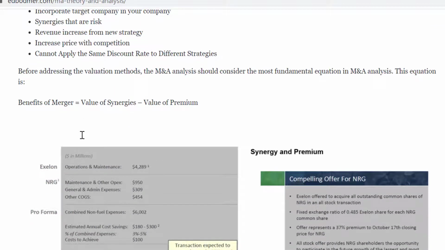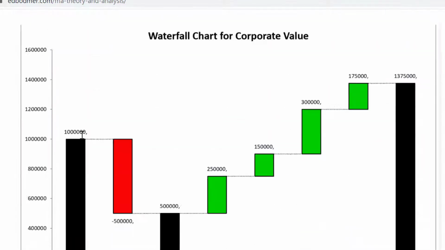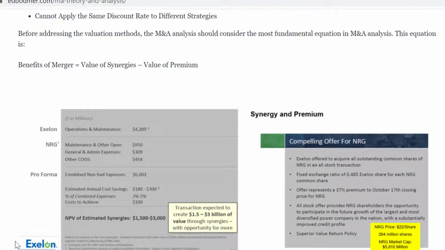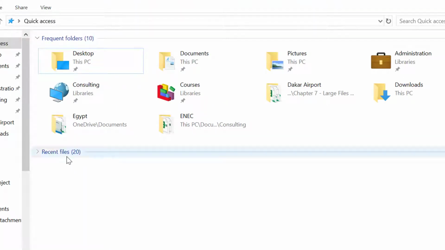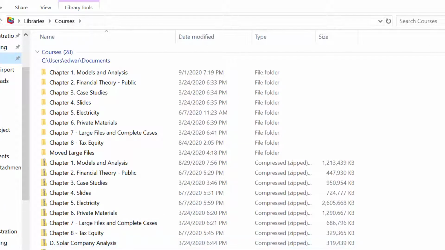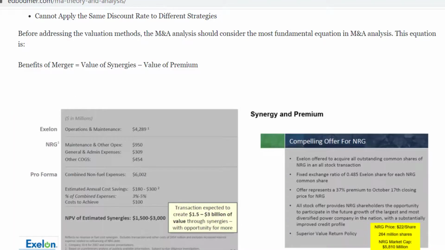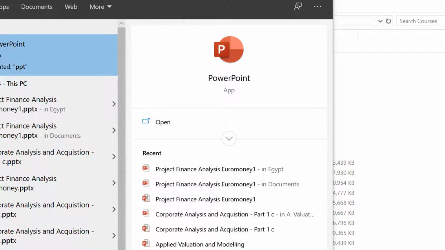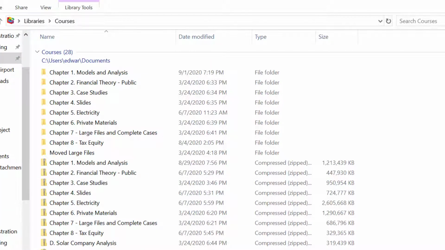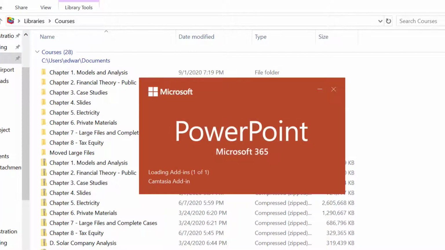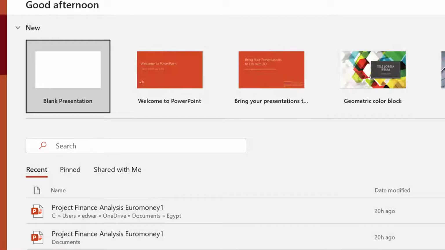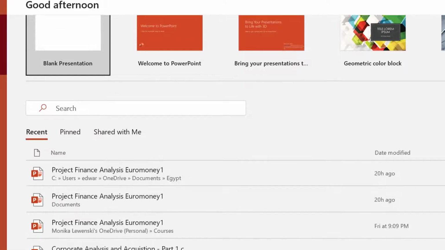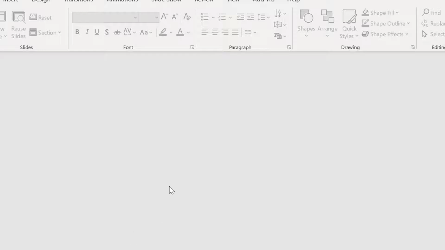Here's what I'm going to do. I'm going to now open this file. On this particular page of the website, I'm going to put a PowerPoint. Okay, and this file that I'm going to open is not my project finance file. It is my corporate analysis file.